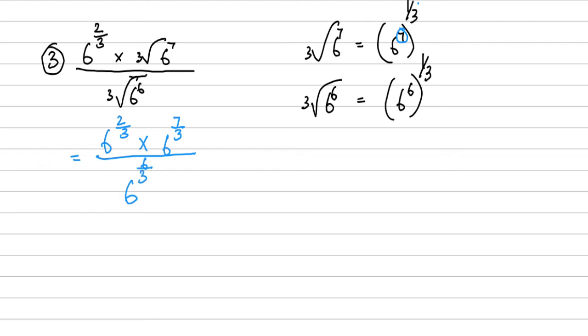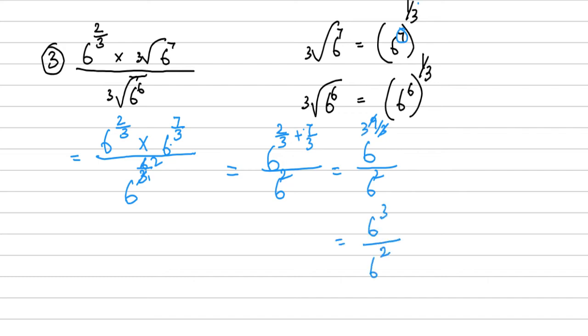Okay. And in the next step, see, same base, different powers, so you need to add the powers. So 2 by 3 plus 7 by 3. And in the denominator, if you look, 6 by 3, so 1 times and 2 times, you will have 6 square. So you have here 6 to the power 2 plus 7 is 9 by 3, divided by 6 square. So you can cancel this, you will get 3. So you have 6 cube in the numerator and 6 square in the denominator. And we all know very well the final answer will be 6.